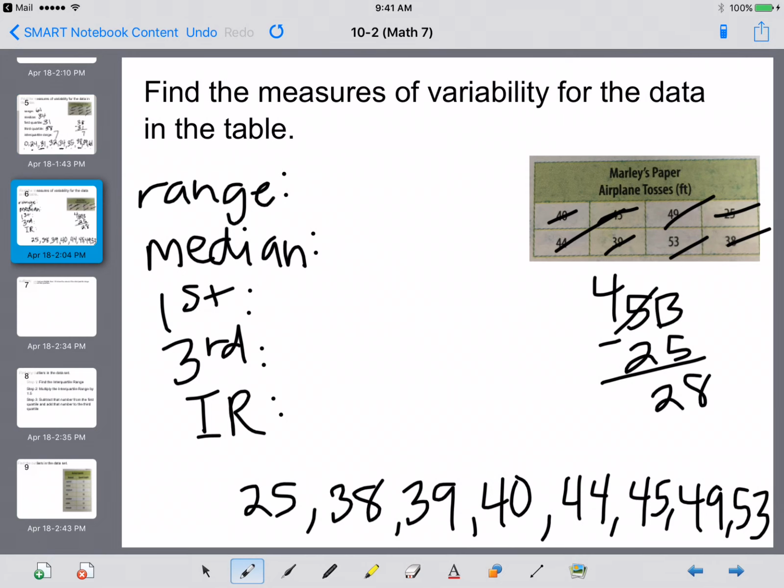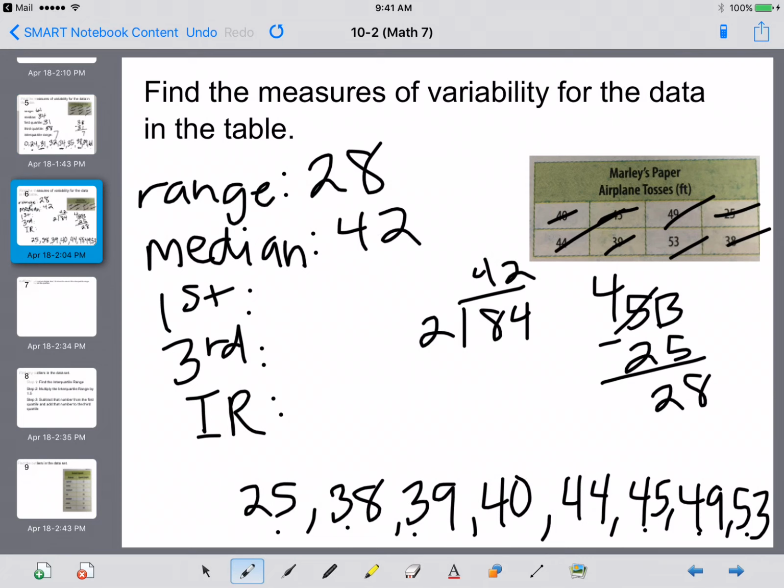And you end up with 28 as a range. So our range is 28. Our median is the number in the middle, so we start crossing these off. And I end up with 40 and 44 in the middle. So what I do is I add those two numbers together to get 84, and then I divide by 2 and end up with 42. So the number in between 40 and 44 is 42. So our median is 42.